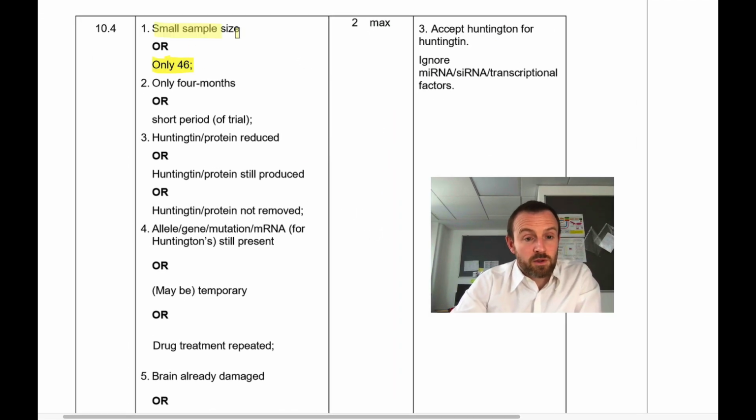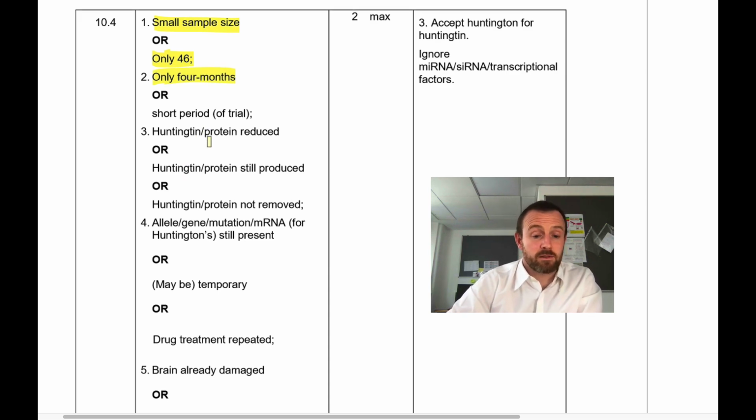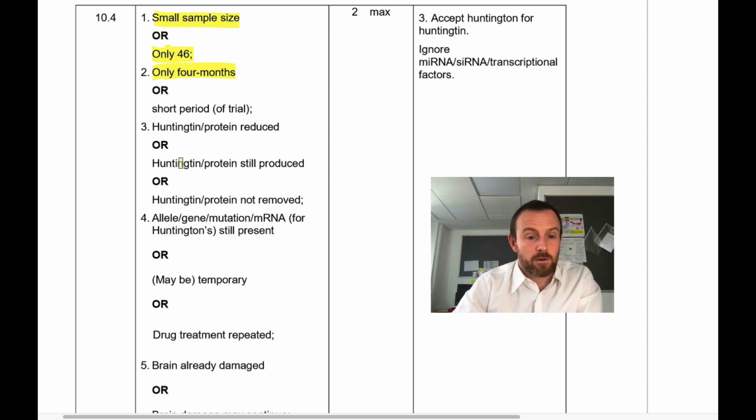So only 46, or small sample size, correct. Only 4 months, correct. Yeah, in fact, everything we just said is almost on there. So the huntingtin protein is okay. So the protein, that's interesting actually. Yeah, it did say the protein was reduced, not stopped. So that's an interesting thing you could have picked up on.